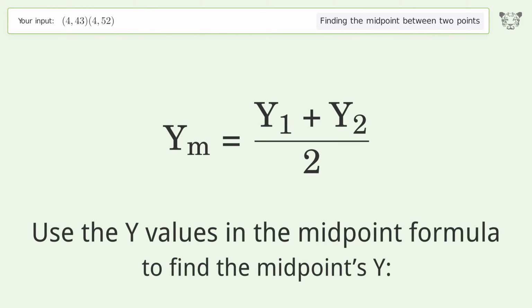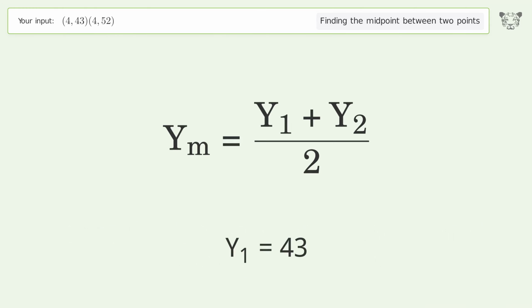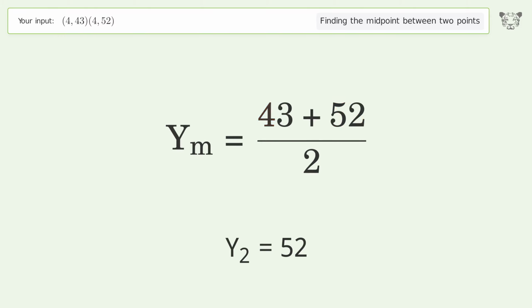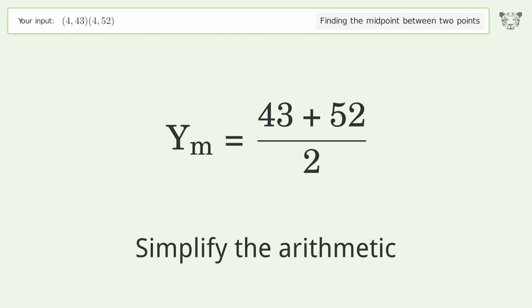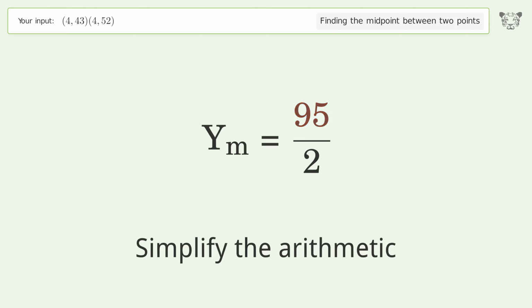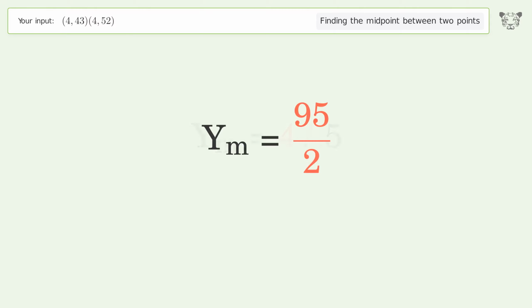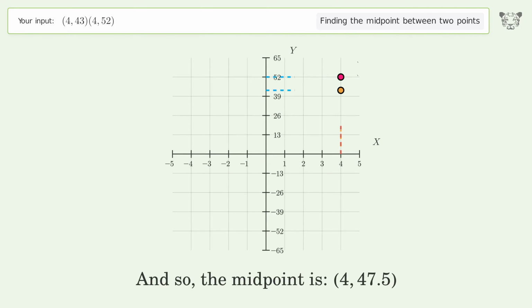Use the y values in the midpoint formula to find the midpoint's y. y1 equals 43. y2 equals 52. Simplify the arithmetic. And so, the midpoint is 47.5.